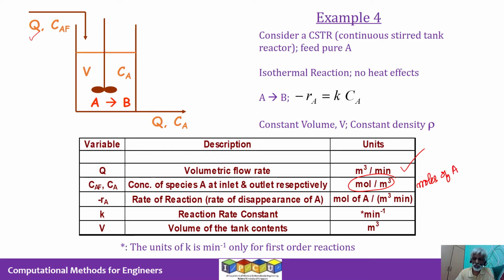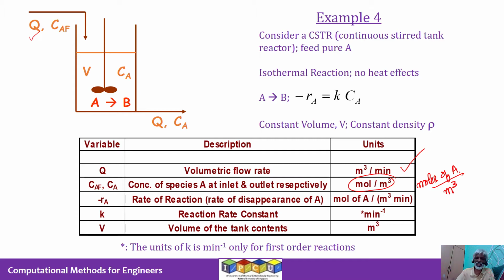Moles of A per meter cube. That means in 1 meter cube of that material, you will have so many moles of A being present, CAF moles of A being present. So that's the idea. And now what happens is it comes into the reactor, and there the conditions are such that the reaction A going to B takes place. And we are going to assume that the reaction is first order.